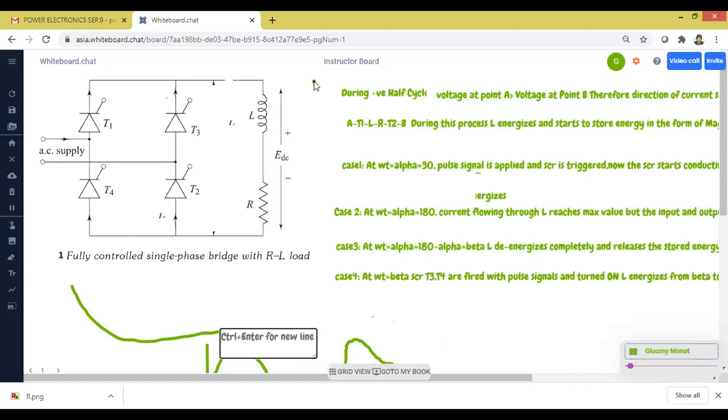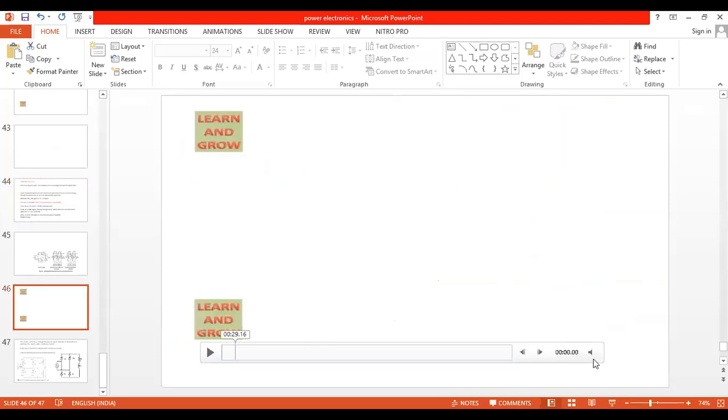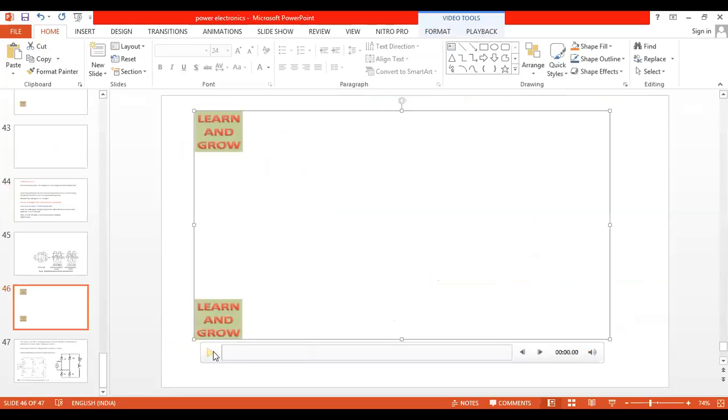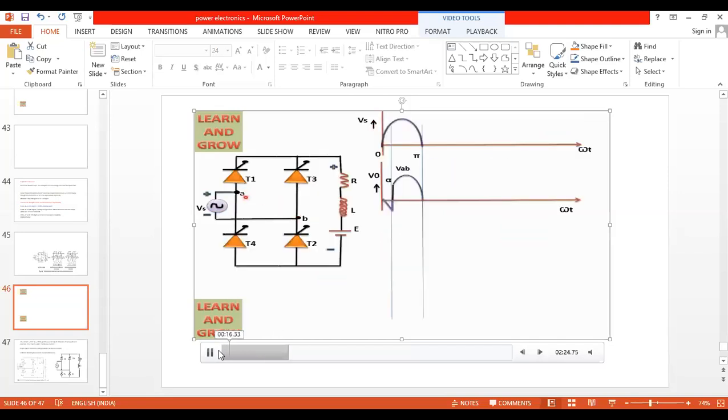The fully controlled converter is an important one. So let us check with the animation now. We have this circuit. We have seen in the last class how the current flows during the positive half cycle and during the negative half cycle with the inductive load. Now we are seeing the input and output voltages, but the most important graph is the output current graph. I hope now you will understand.